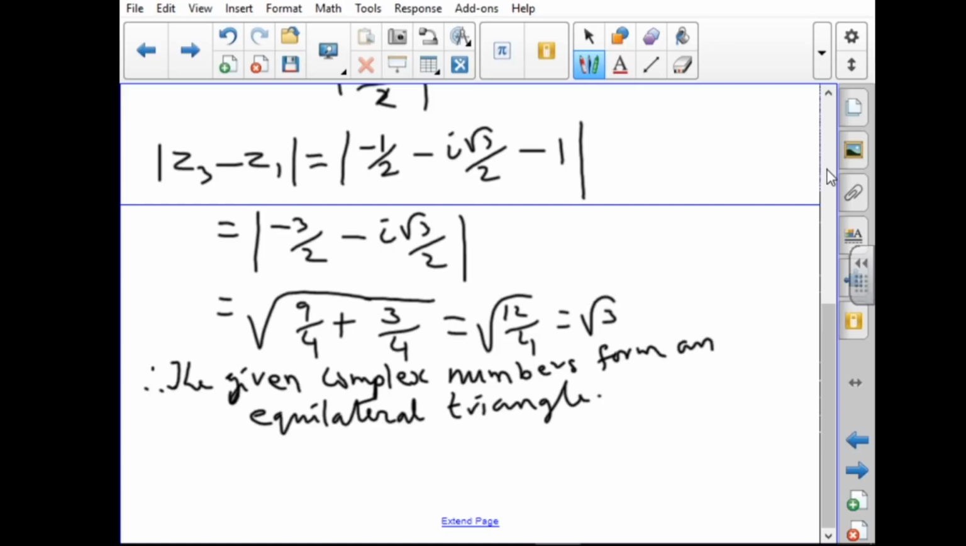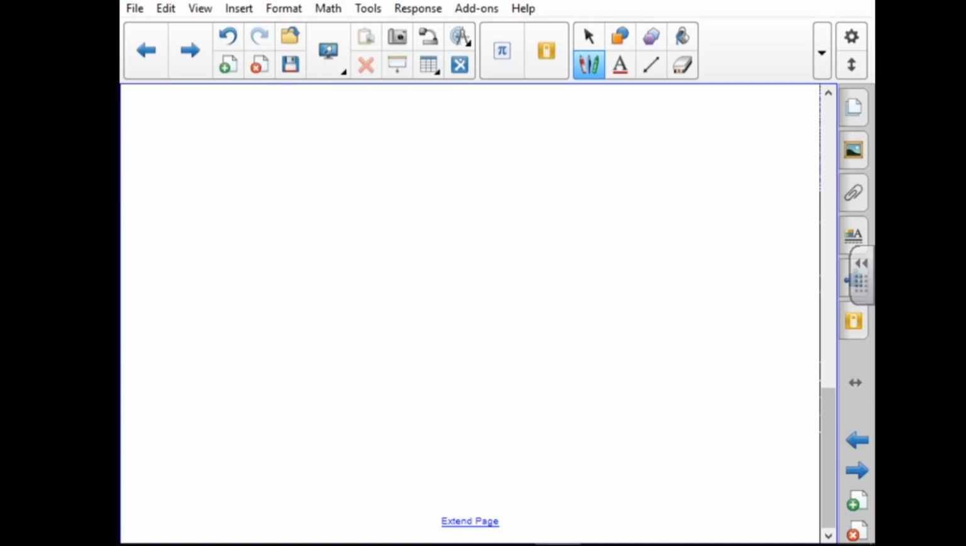Other examples are similar to the exercise problems, so they can be done by you for practice. We will go to the next topic. The next topic is locus of a complex number.